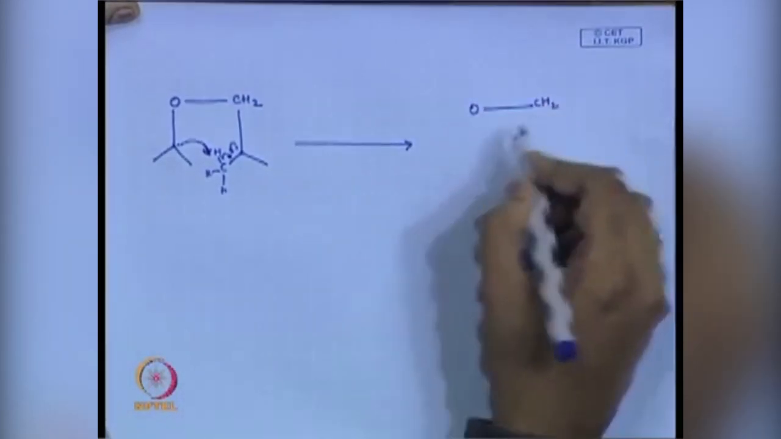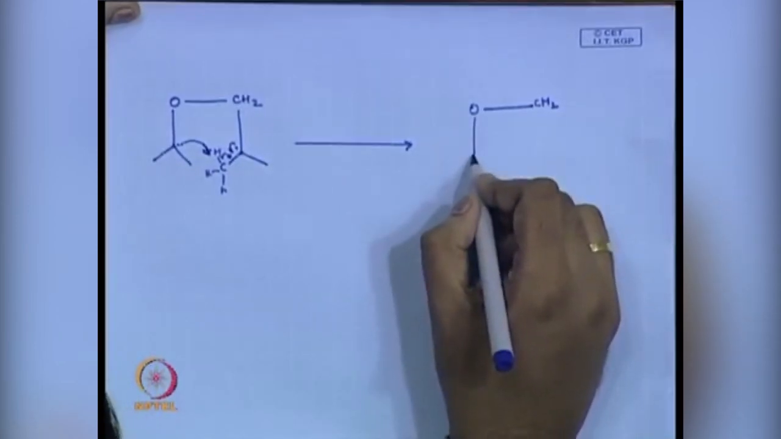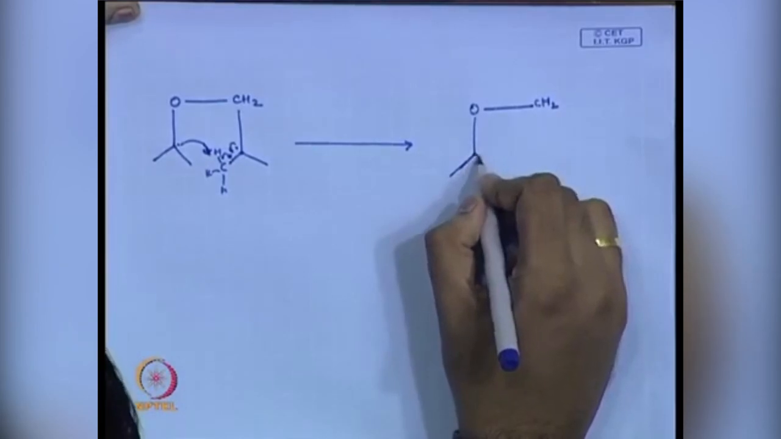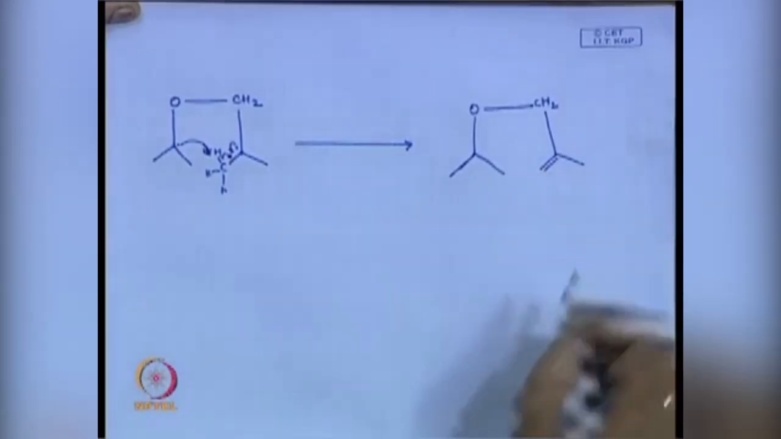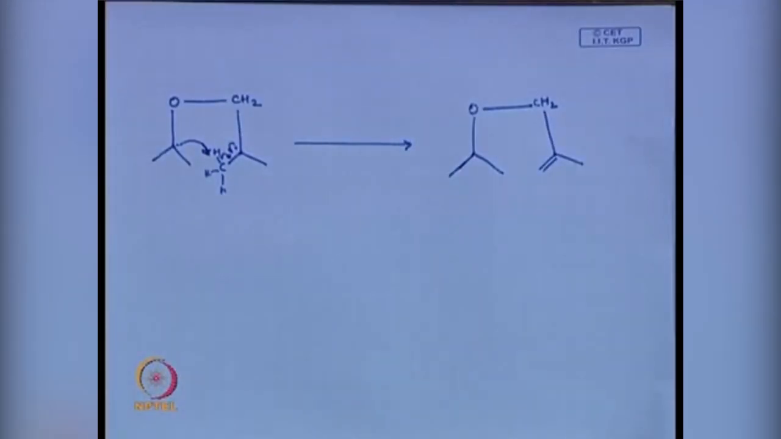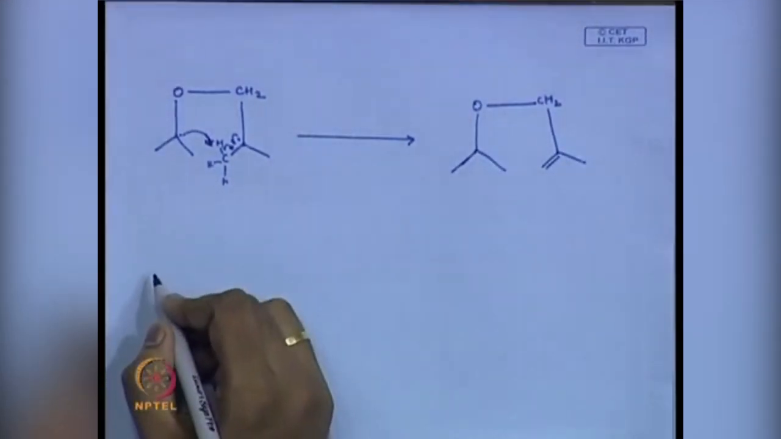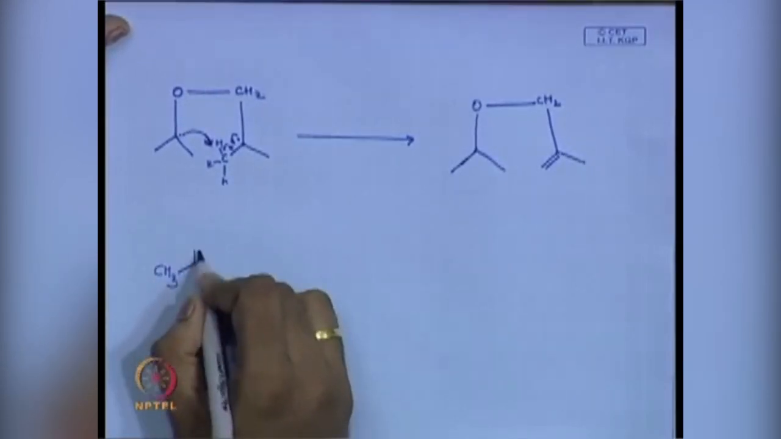See, the arrow should be half-headed, because you are doing radical chemistry. So, you get a different product, right? You have a double bond now to the CH2. So, if I write the reaction, I have an acetone. See, it looks to be a very simple reaction.